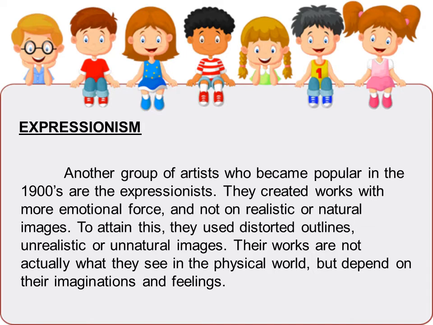So now let's proceed to Expressionism. Another group of artists who became popular in the 1900s are the Expressionists. They created works with more emotional force and not realistic or natural images. To attain this, they used distorted outlines and unrealistic or unnatural images. Their works are not actually what they see in the physical world, but depend on their imaginations and feelings.